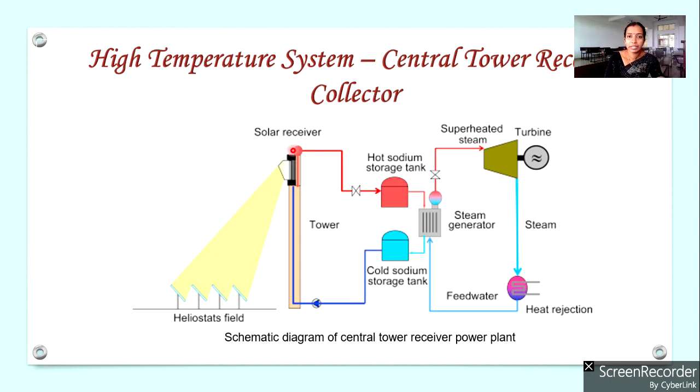There will be a tower located at the center of the plant, and on top of the tower there will be the receiver, and around this tower on the ground a number of flat mirrors known as heliostats will be arranged.